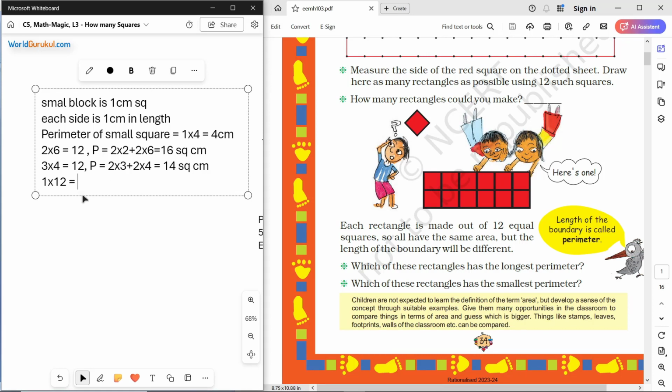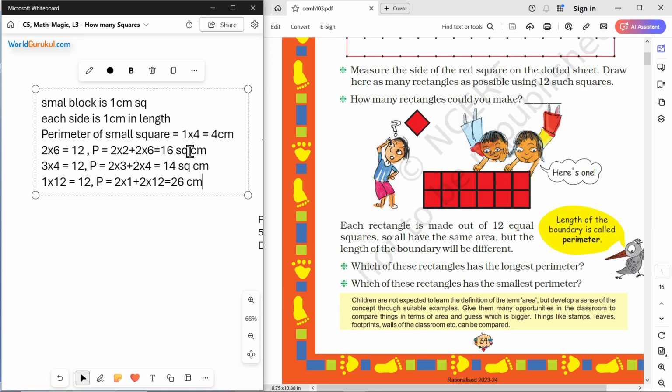Okay, we have another combination. Take a block and put 12 blocks in a line, in a row. That also will make a rectangle with 12 squares, right? The perimeter is going to be 2 times 1 plus 2 times 12. So let us total this. 2 plus 2 12s are 24. 24 plus 2 is 26 centimeters.